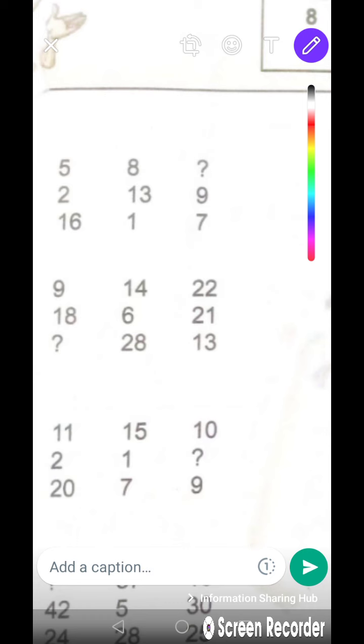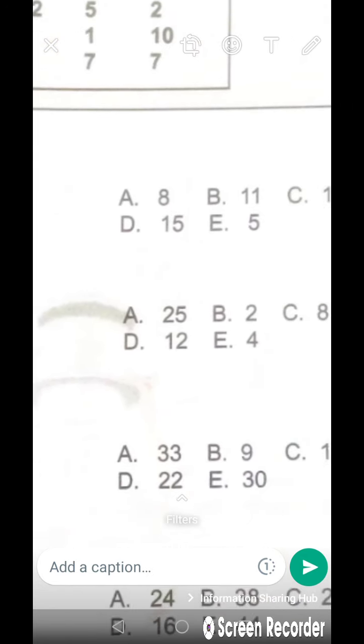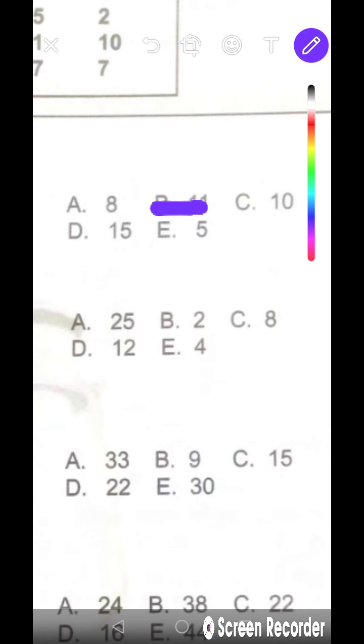So when you add 8 plus 5, that's 13. If you take 13 away from 24, you're going to have 11. So our answer for this first question is 11. Okay, so this is our answer, 11. So let's move on to the next question.